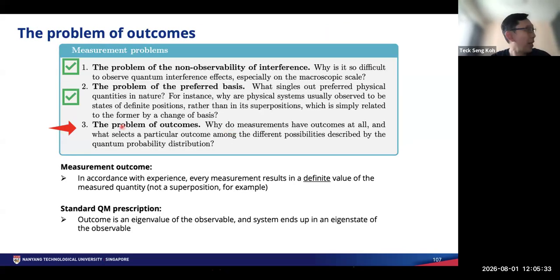Finally, the problem of outcomes. Why do measurements have outcomes at all, and what selects a particular outcome among the different possibilities described by the distribution? When we measure, we only get one result, a definite result, a value. We don't get an indefinite result, a superposition. In fact, you can't imagine what it is for an apparatus to record one and zero. It's just one or zero. The standard quantum mechanical prescription is that the outcome is an eigenvalue and the system ends up in an eigenstate. It doesn't explain anything. It just tells you that's how it is.